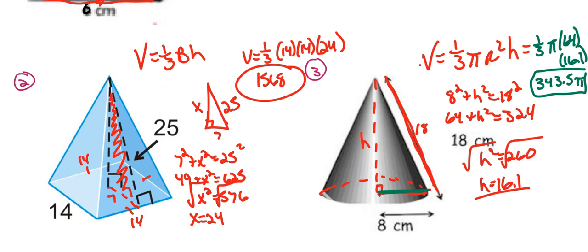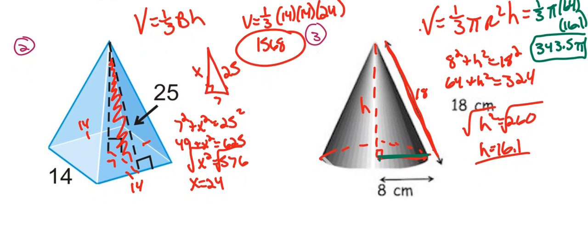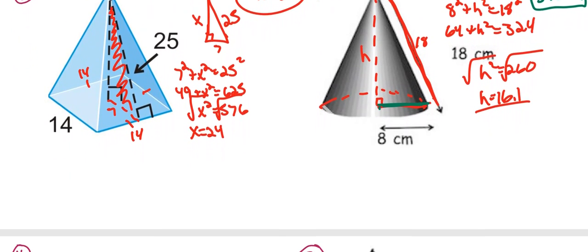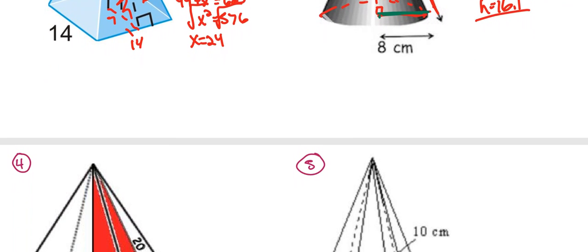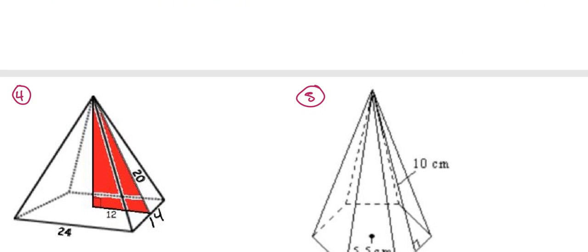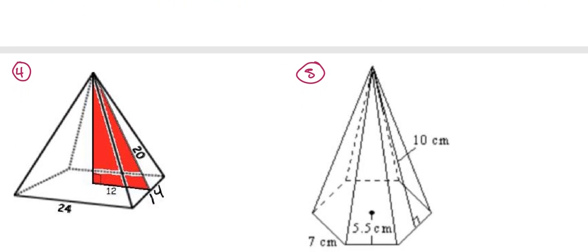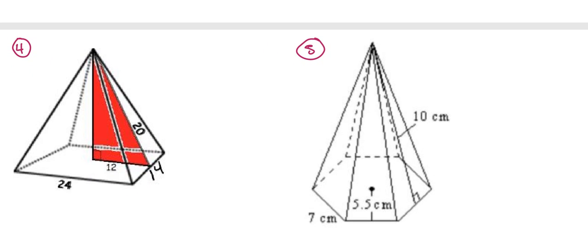343.5 pi. Alright, so I'm going to move on. Hopefully everyone's okay with those first couple of examples. For example 4, it's pretty similar to the other one, so I'm going to skip it. I'll post that with the answers when I put up the answer key, so give 4 a try on your own. You should be able to handle that one. Let's look at example 5.